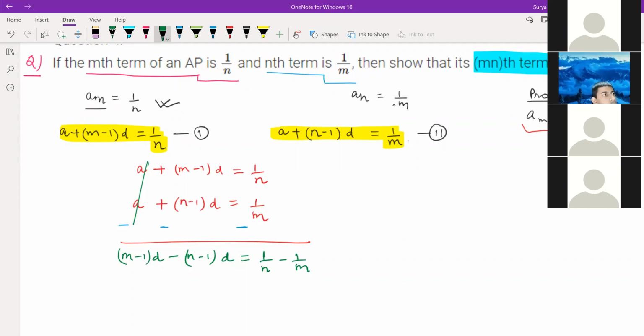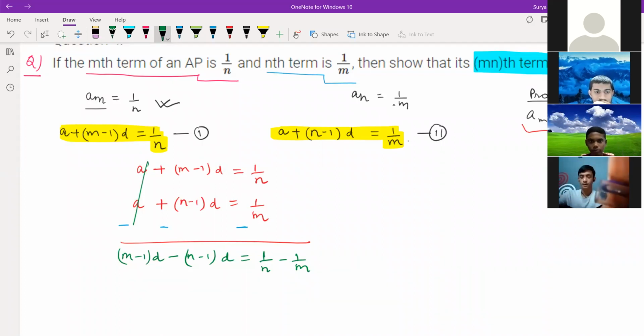Sir, I have done proving it. You have done proving? Yeah. Okay. Adarsh and Shreyas. Yes, sir. So till here is clear to everyone? Shreyas, till here is clear to you? Yes, sir. Okay.